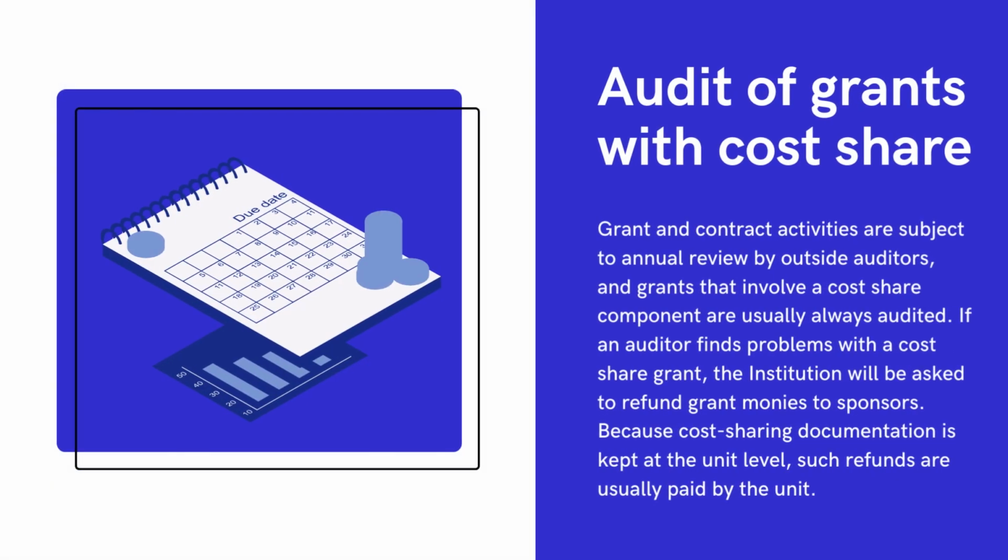Audit of grants with cost share. Grant and contract activities are subject to annual review by outside auditors, and grants that involve a cost share component are usually always audited. If an auditor finds problems with a cost share grant, the institution will be asked to refund grant monies to sponsors. Because cost sharing documentation is kept at the unit level, such refunds are usually paid by the unit.